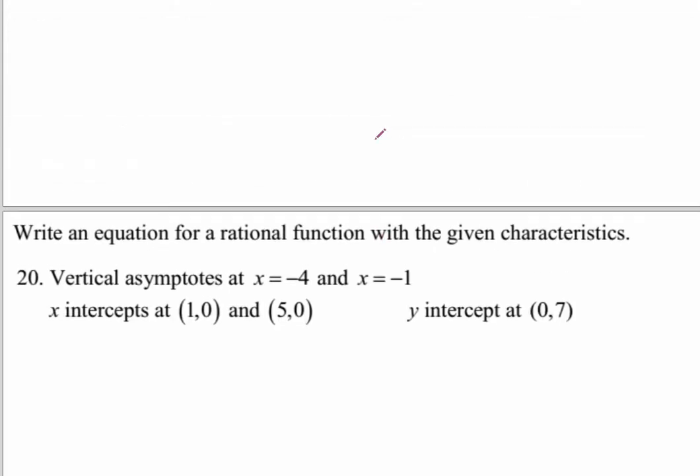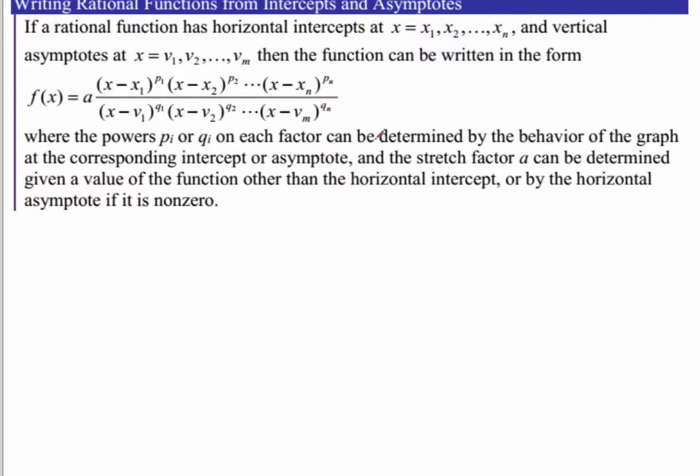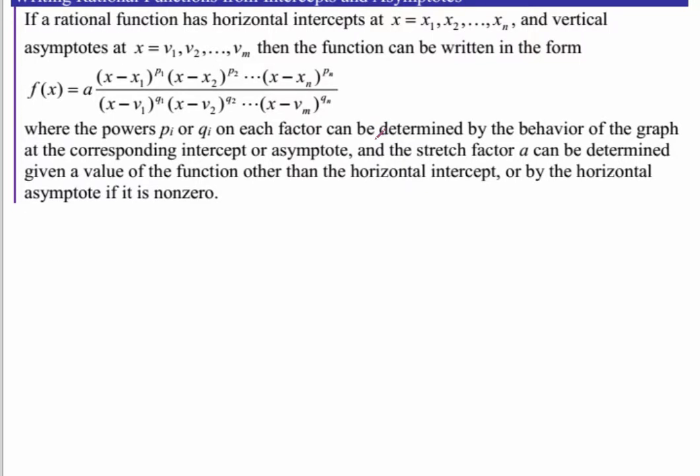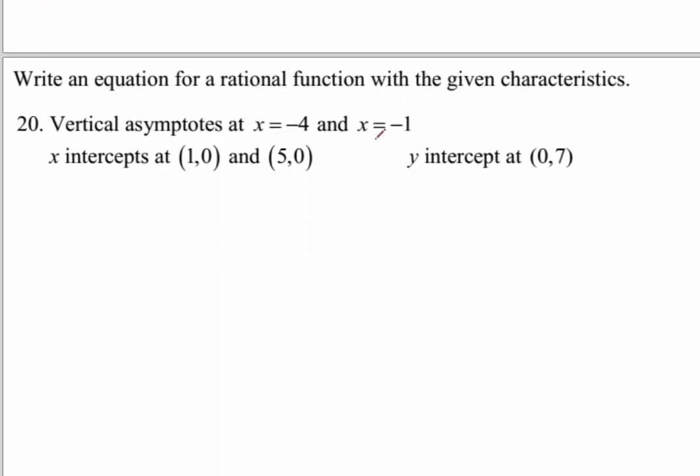Okay, so now let's go back up to see if we can breathe some life into what I just said up here. If you have horizontal intercepts at x equals x sub 1, x equals x sub 2, etc., and vertical asymptotes at x equals v1, x equals v2, etc., then you can write the function simply as products of the factors of those. So let's see if we can create what they're talking about here.